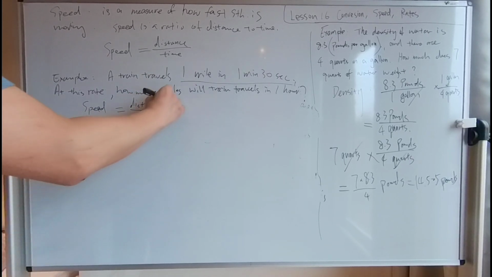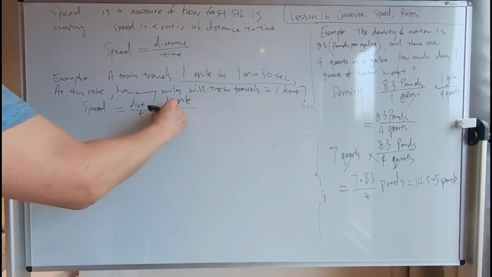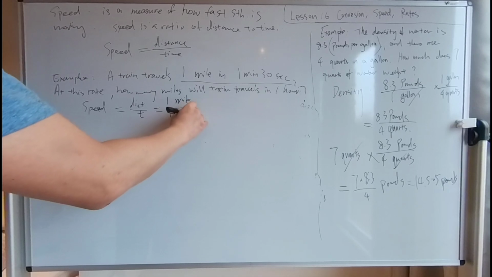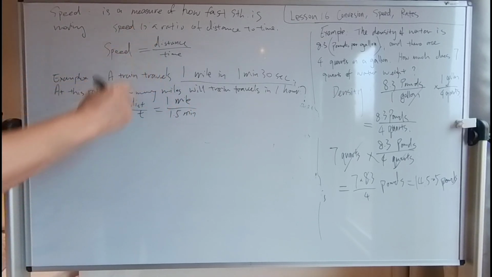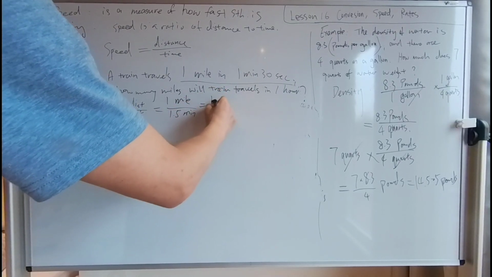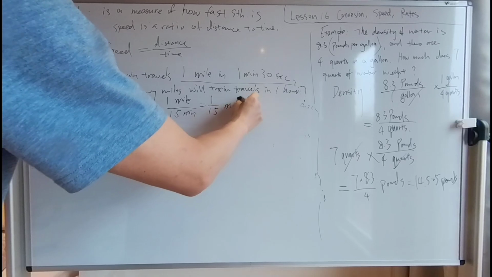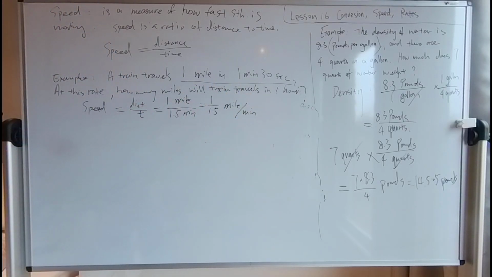In this case, our distance is 1 mile. Time is 1 minute 30 seconds, that is 1.5 minutes. Okay, so now I'm using mile to represent distance and minute to represent time. Here I have 1 over 1.5 miles per minute. That's my speed. I don't need to bother simplifying this fraction yet because I need to do further calculations. I can leave the simplification till the end of the calculation.